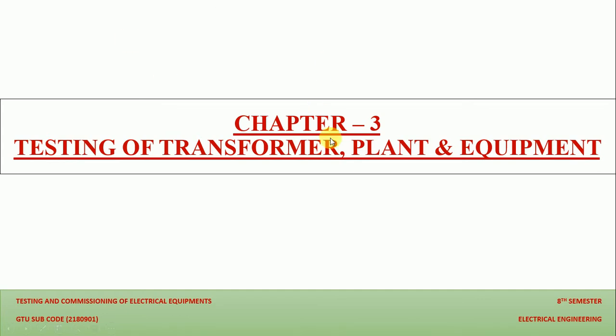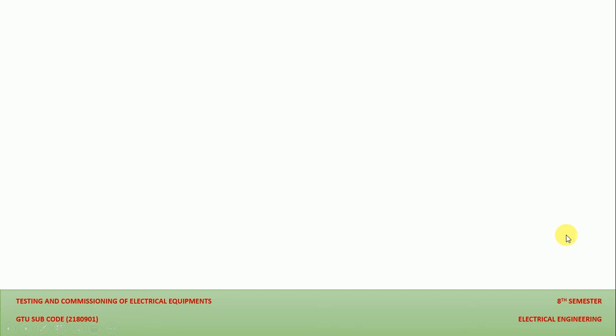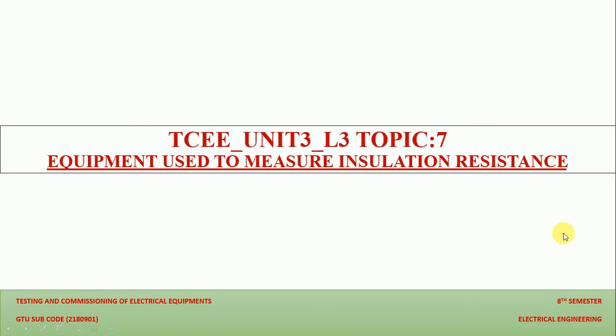Now this is our lecture number 3, in which we are going to study topic number 7, equipment used to measure insulation resistance. So first of all, what is insulation resistance? Insulation resistance is basically the cover of a conductor which transfers a current through it. The outer cover is called the insulation.